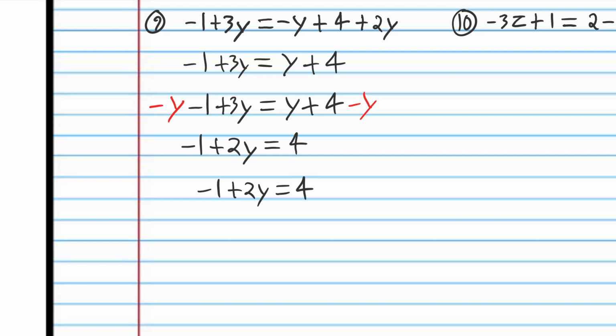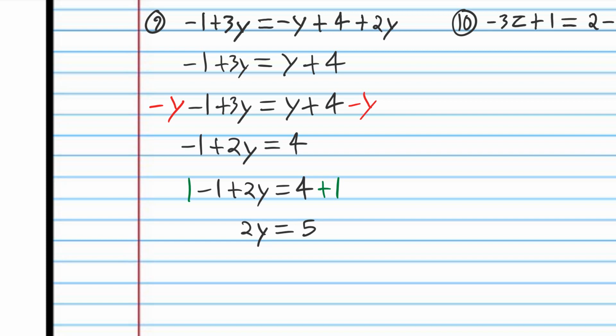And I'm going to get rid of, because my letters are on this side of the equation, I have to have all the regular numbers on the other side of the equation. That's the most important thing to learn today. So I have to add 1 on both sides. And you get 2y is equal to 5.